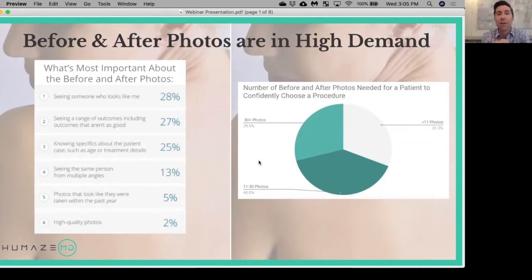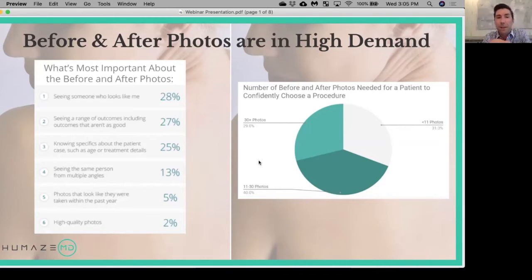Seeing a range of outcomes, including outcomes that aren't as good, is like anything, right? I know that not every physician is going to have an awesome outcome every single time. So being able to see and compare, my expectations are kind of set at ease. If I raise the bar real high and say every procedure and every outcome is going to look fantastic, well, if one or two are not, you're not controlling the expectations. And I think that has a huge impact.